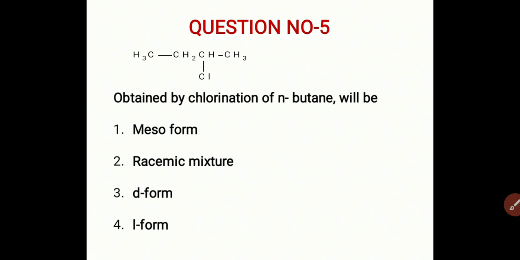Racemic mixture we also know. Racemic mixture is a mixture of equimolar proportion of the D and L isomers. But what is meso form? Once I tell you what meso form is, then we will come back to this particular question.